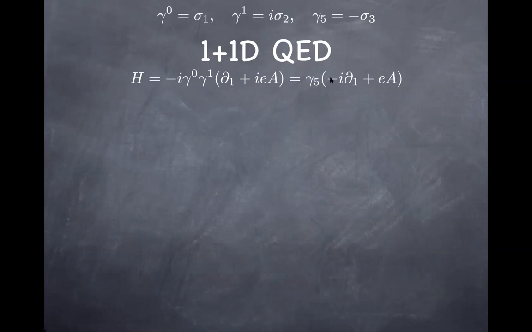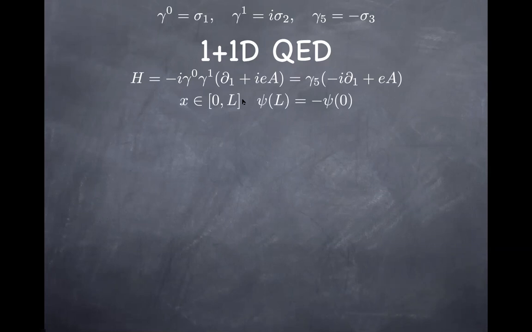And so then the Hamiltonian for the Dirac field is actually given by this. It's interesting that in 2 dimensions, gamma naught times gamma 1 can be written as gamma 5. So the Hamiltonian turns out to be proportional to gamma 5. So we can work out the energy spectrum.